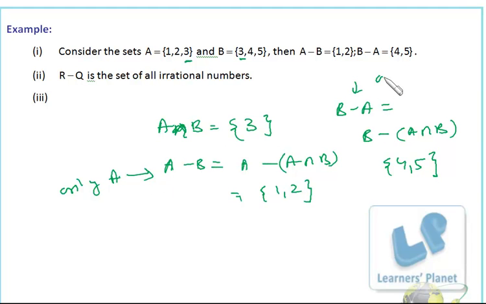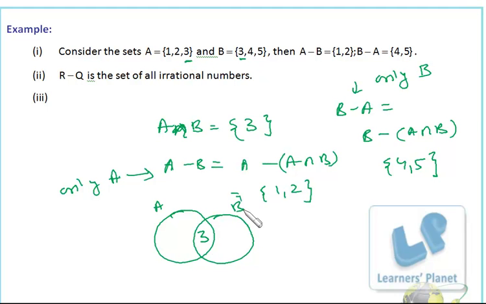This is only B. If you draw the Venn diagram, it will come up like this. That is A, B. First of all, you have to write down the common elements between A and B. So that is 3. I write 3 over here. Then the remaining elements 1 and 2, and here the remaining elements 4 and 5. So you can see this portion represents only B and this represents only A. So only A, that is A minus B, is 1 and 2. Only B, that is B minus A, is 4 and 5.